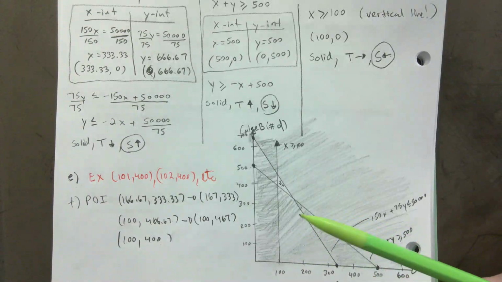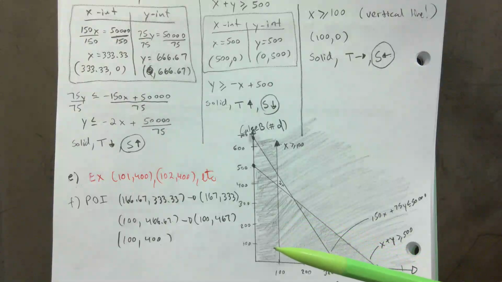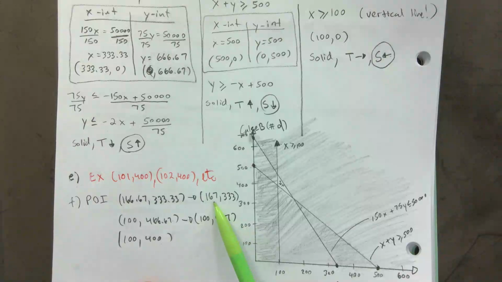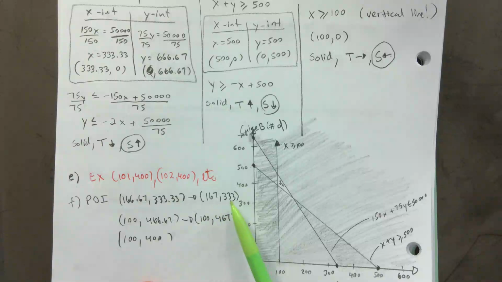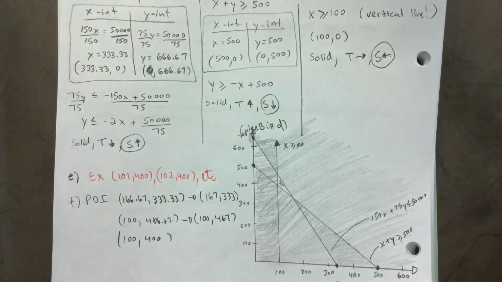Just so you understand, what are some options for this bakery based on all the restrictions? You can make 167 cakes of the type A cake, 333 of the type B cake. These are your combos that you can use to fulfill all of the requirements of this bakery.